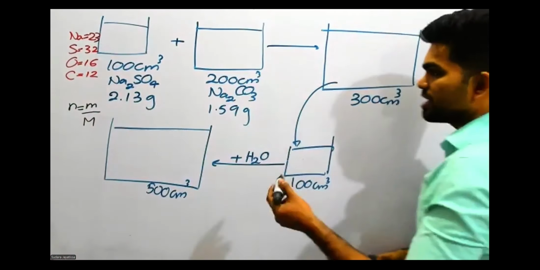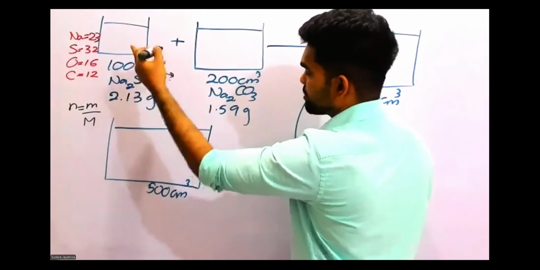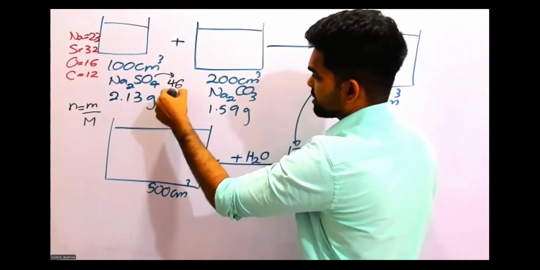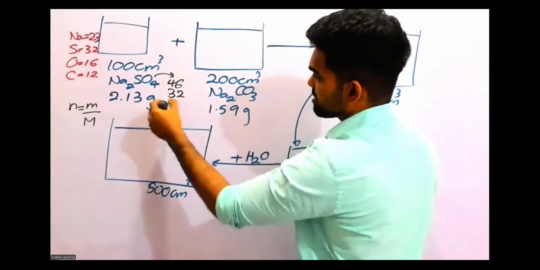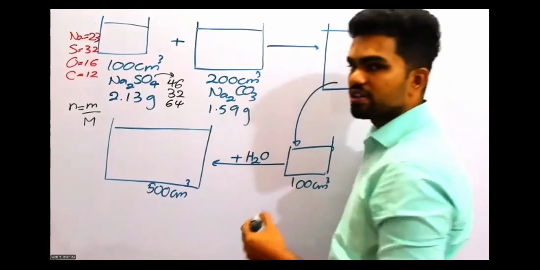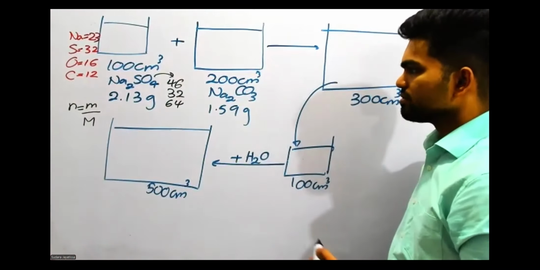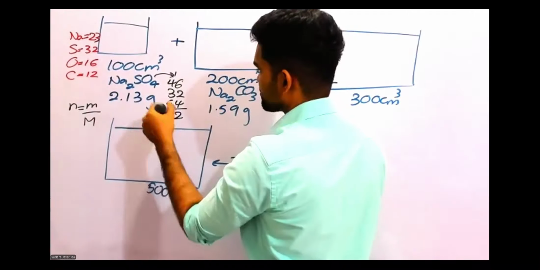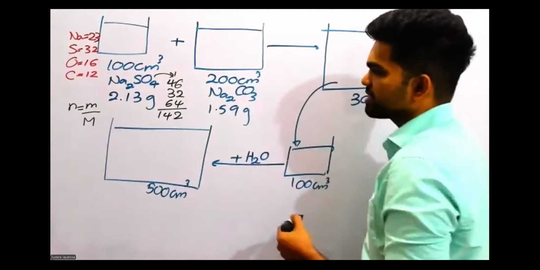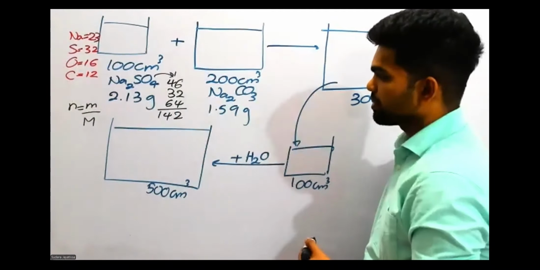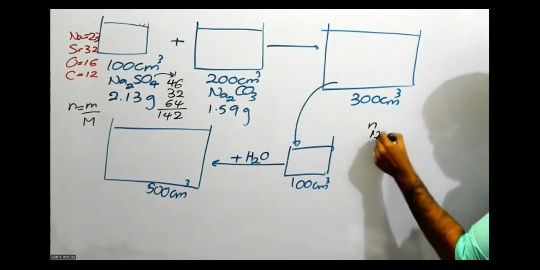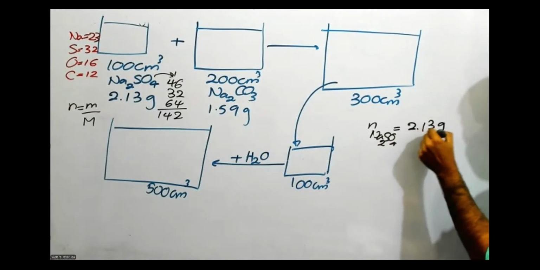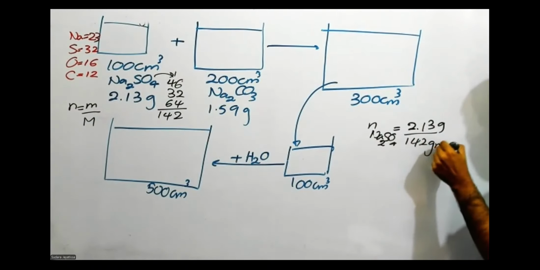So for sodium sulfate, 2 sodium atoms, that means 2 into 23, 46. And there is a sulfur, so 32. And there are 4 oxygen atoms, so 16 into 4, 64. Then you can add them, right? So 142 is the molar mass of this compound. For sodium sulfate, divide this 2.13 grams by 142 grams per mole.